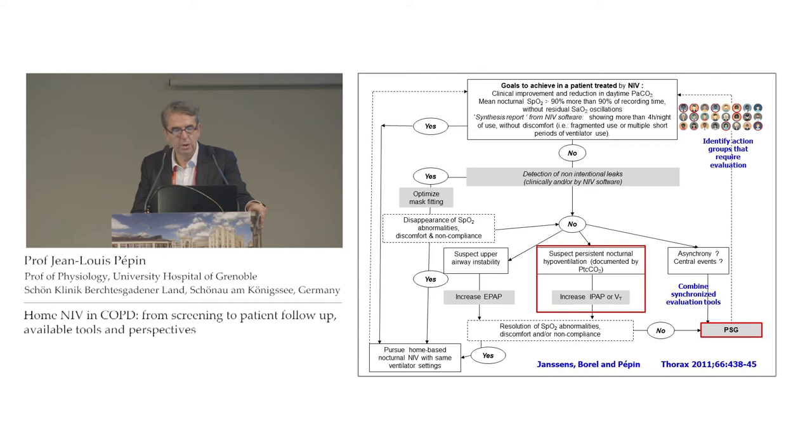You have some very simple information coming from the NIV software regarding non-intentional leaks, but it's more complex to decide if you have to change some settings, increase the expiratory pressure, if you suspect persistent pharyngeal collapse, or if you suspect persistent nocturnal hypoventilation. You need to synchronize information regarding transcutaneous PCO2 during the night to have an idea about sleep quality and also to see what the changes in oxygen saturation are.